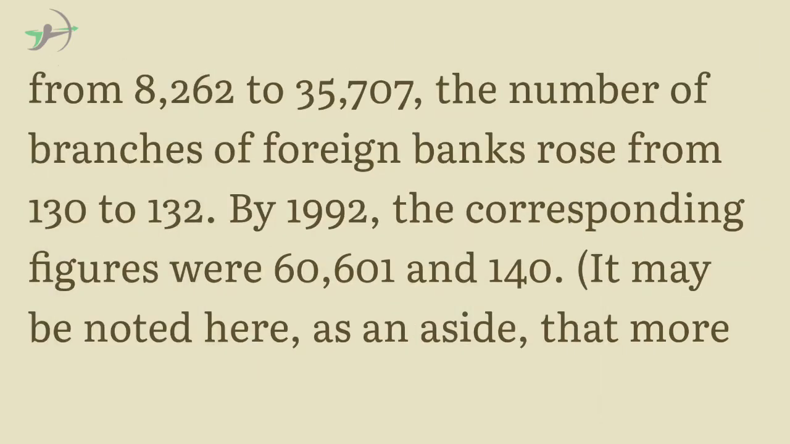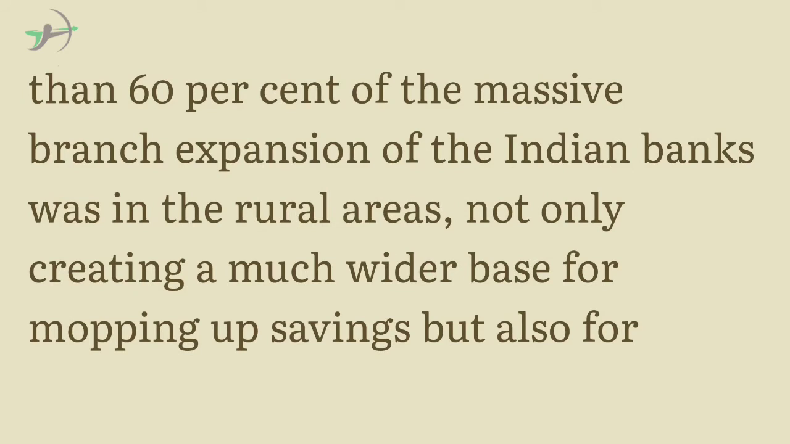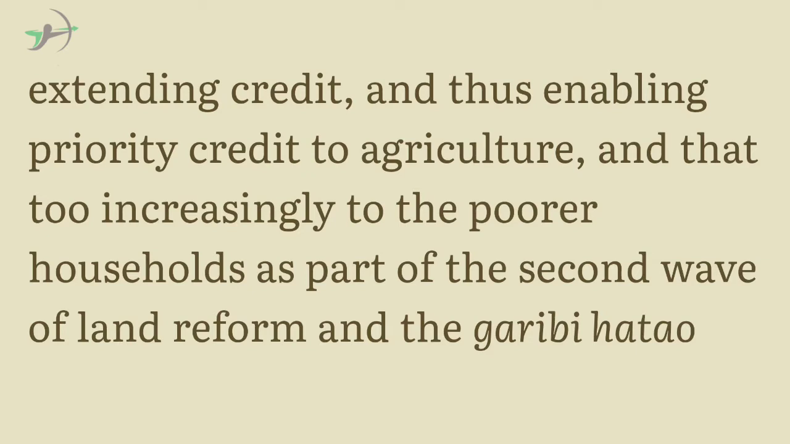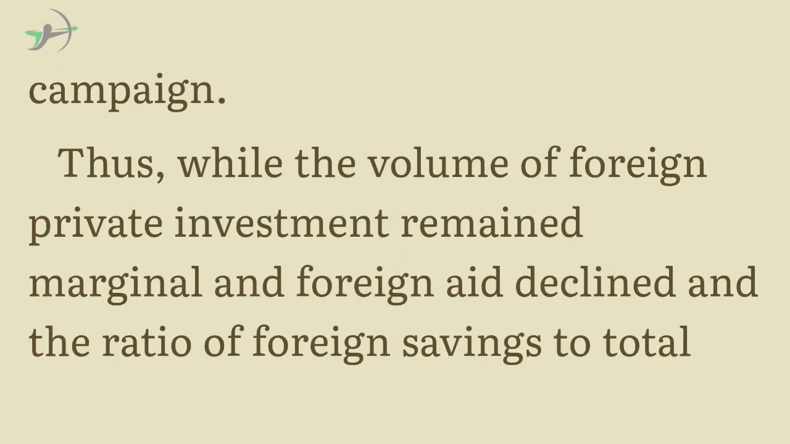commercial banks in India rose from 8,262 to 35,707, the number of branches of foreign banks rose from 130 to 132. By 1992, the corresponding figures were 60,601 and 140. It may be noted here, as an aside, that more than 60% of the massive branch expansion of the Indian banks was in the rural areas, not only creating a much wider base for mopping up savings but also for extending credit, and thus enabling priority credit to agriculture, and that too increasingly to the poorer households as part of the second wave of land reform and the Garibi Hatao campaign.